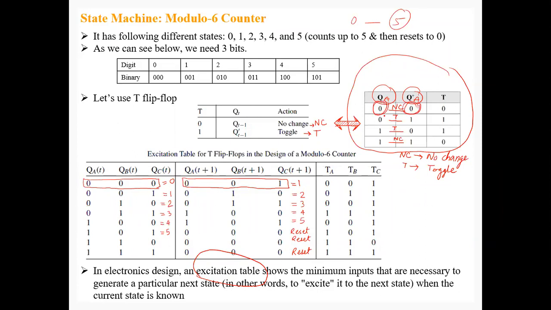What is the next combination? Initial 0, final 1. Initial 1, final 0. Initial 1, final 1. These are the different combinations of initial and final state for QA. Similarly, you have the similar thing for QB, and similarly for QC. Does it make sense? So when Q is 0 and final state is 0, what should be the value of T in that case? Can you guys help me here?